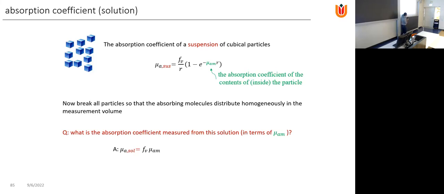So we have a bunch of molecules that have an absorption coefficient μ. If I contain these molecules all in particles with volume fraction f_v, and I do a measurement of the suspension, I would measure that. If I then break all these particles again and do a new measurement, I would measure this, with the molecules in solution. So I would get two different answers, even though I have the same amount of molecules.